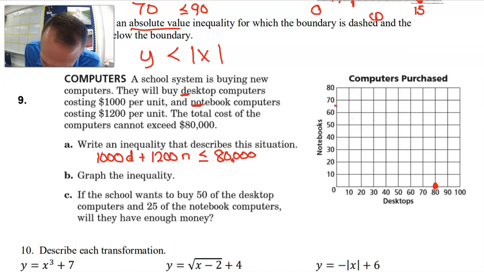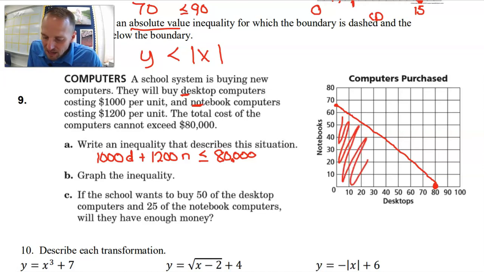So 66 desktops is what I could buy if I only bought desktops. So now let's just connect these two dots right there. And since it could be less than or equal to, I'm going to keep it a solid line, and less than is going to be shaded below. So that's the graph. Okay, letter C.